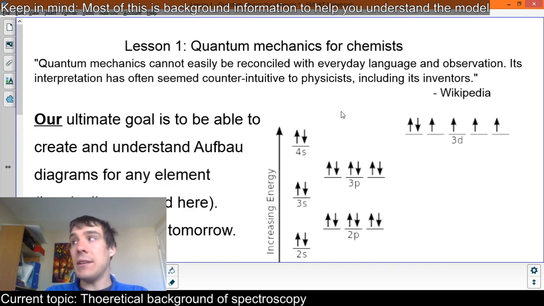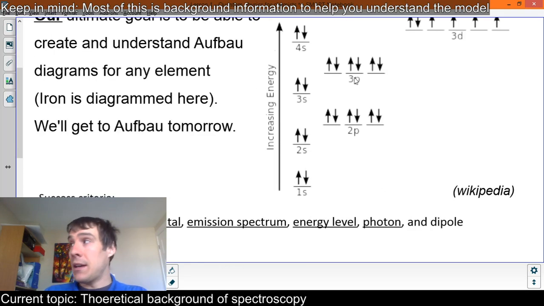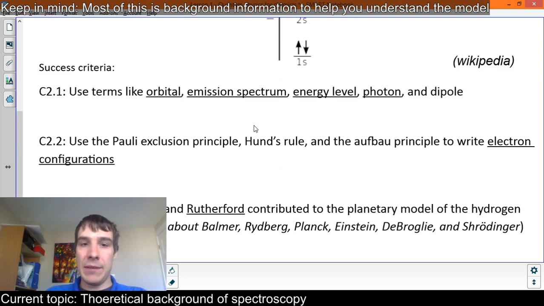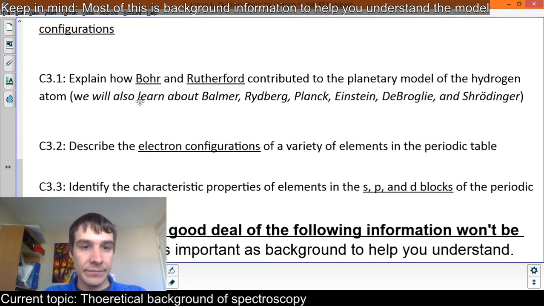But the important thing here is to help you understand where this model comes from, the theoretical evidence underpinning our quantum model of the atom. In terms of what the curriculum says about this, you have to understand terms like emission spectrum, energy level, and photon. Those are all going to come up today. And to talk about how Bohr and Rutherford contributed to the planetary model of the hydrogen atom.